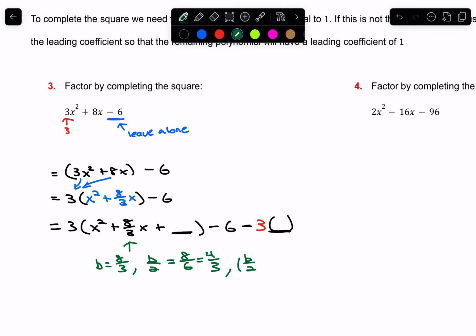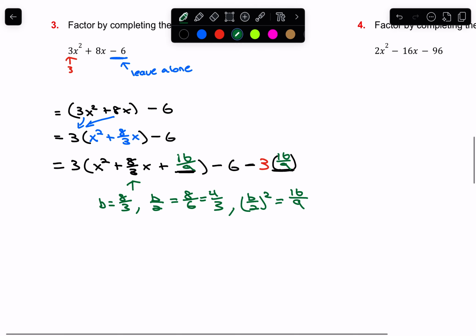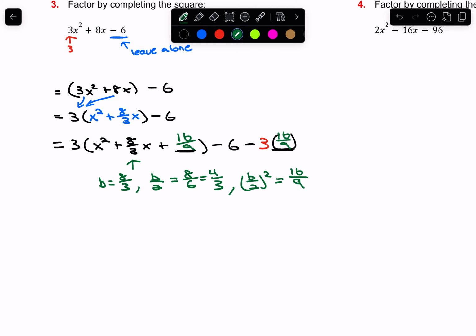So when we do b over 2, the whole thing squared, we square the top and square the bottom. So we're going to end up with 4 squared on top, which is 16, and 3 squared on bottom, which is 9. Okay, so that means that in my two blanks, I'm going to write 16 over 9 and 16 over 9. All right, now it's just a matter of simplifying. So most of the simplification actually happens almost automatically.